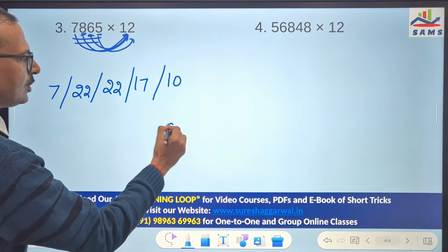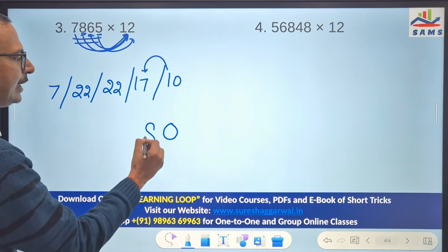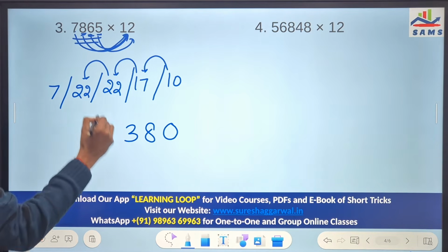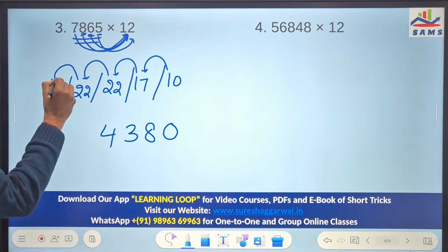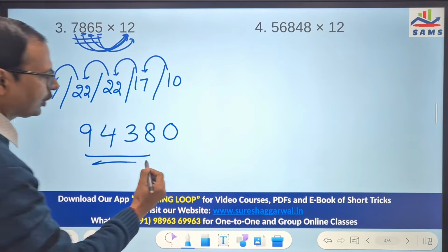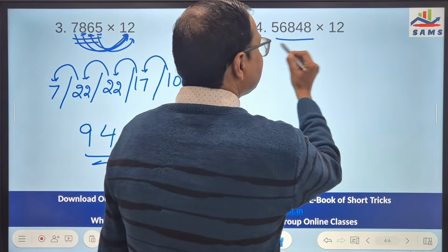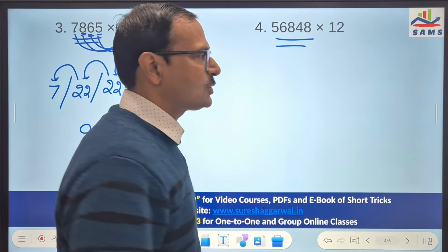So 10 means 0, 1 carry, 18, 8, 1 carry, 23, 3, 2 carry, 24, 4, 2 carry, and then the 9, 94380 is the product. How about a 5-digit number, and then we'll move on to decimals also.